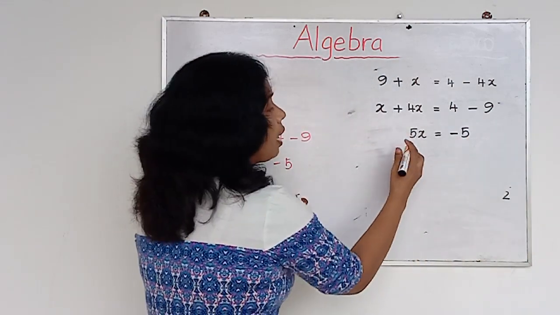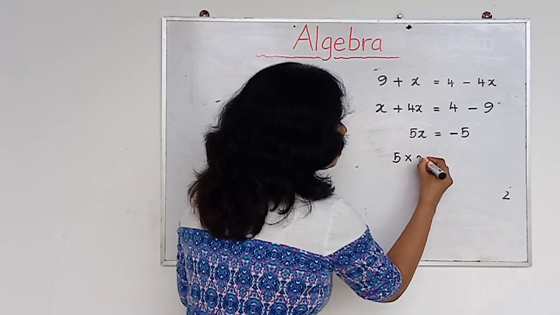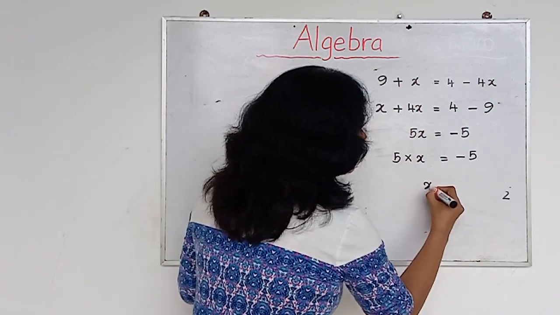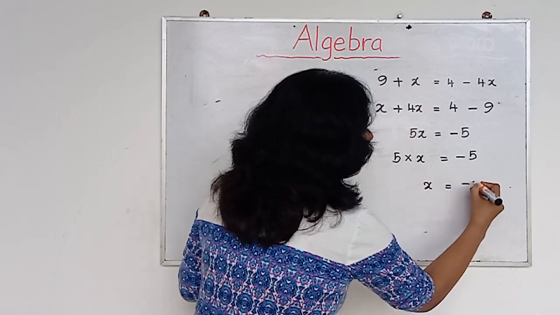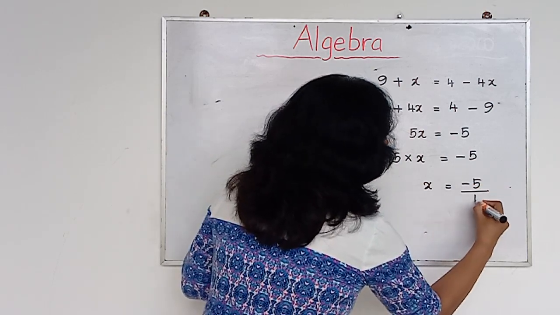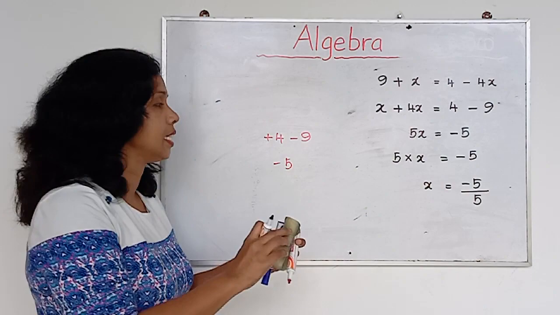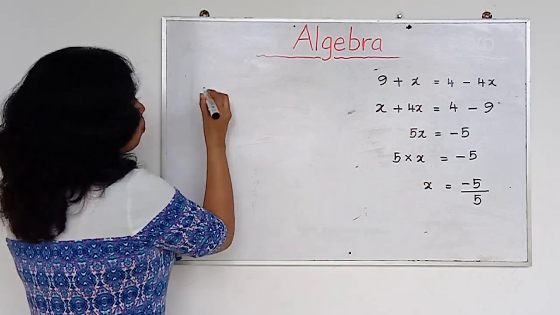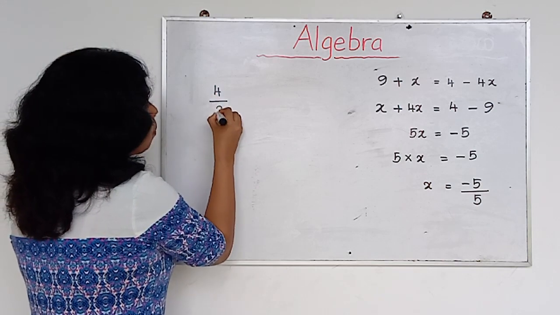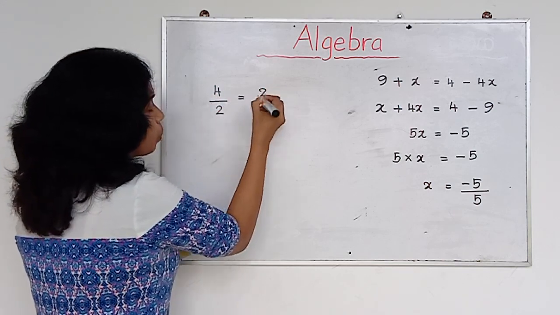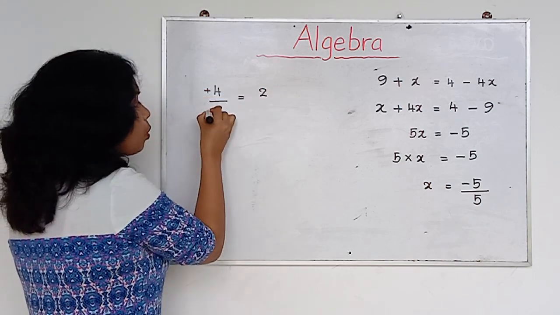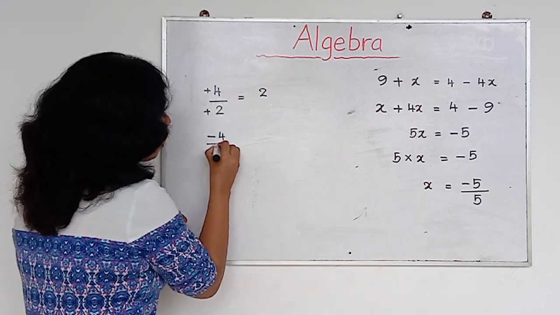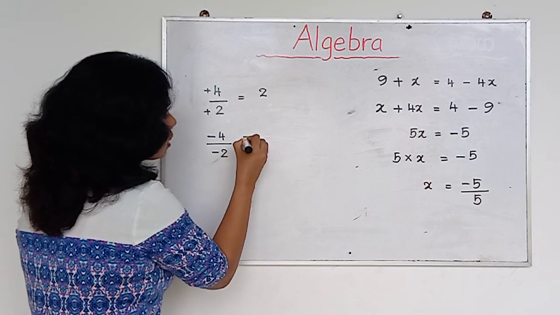Then 5x means 5 times x equals minus 5. X equals minus 5 divided by 5. Again, a plus minus incident. Look at this. 4 divided by 2. The answer is 2. That is plus 4 plus 4. Okay. Minus 4 divided by minus 2. What is the answer?